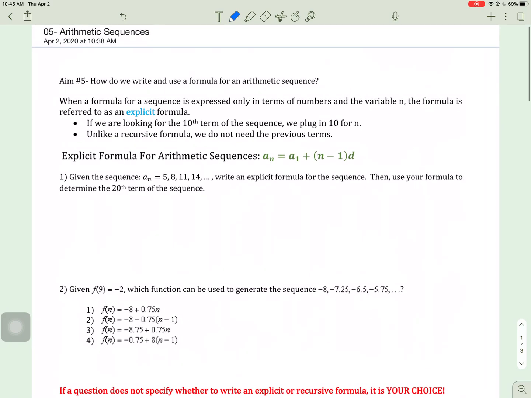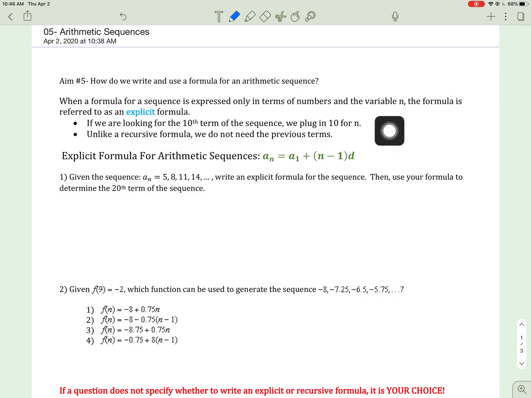Okay, so next up we're going to look at an arithmetic sequence. We're going to look at it a little more closely and how we come up with a formula for it. And when we write a formula for a sequence in terms of only numbers and variable n, we call this the explicit formula. The cool thing about the explicit formula is it's pretty powerful because you can plug in any number for n and it'll tell you that number term. So for example, if you're looking for the 10th term, you can plug in 10 for n and you get what is the 10th term.